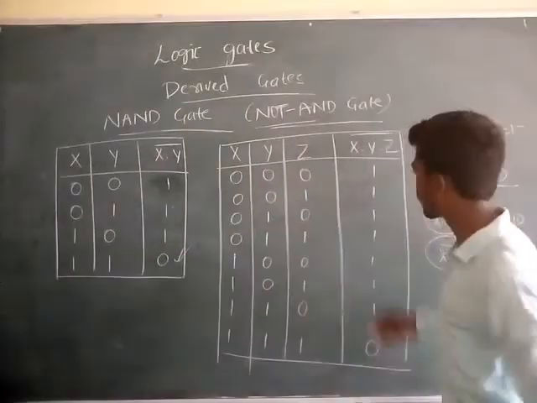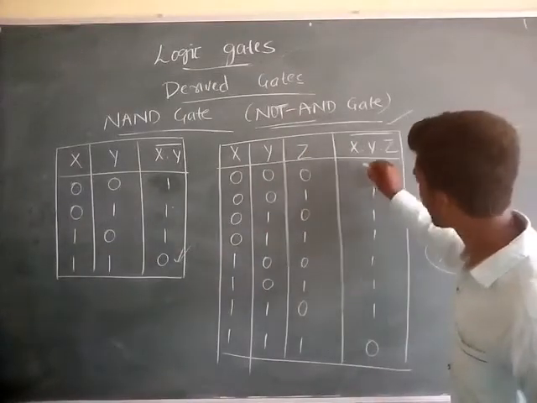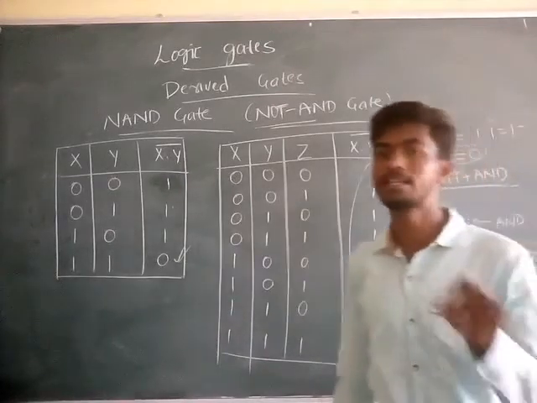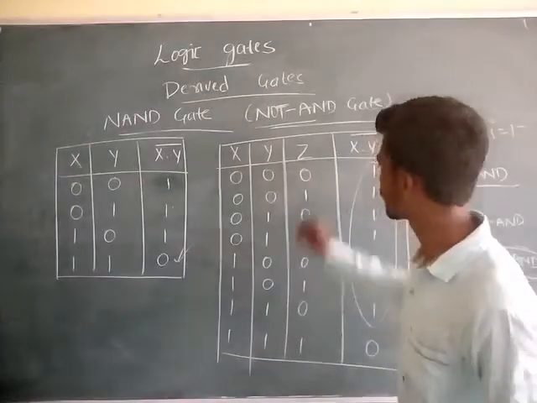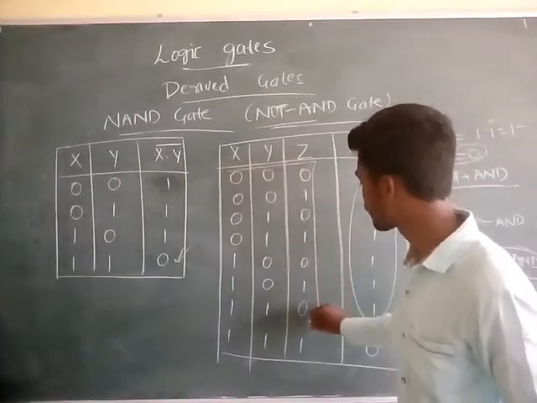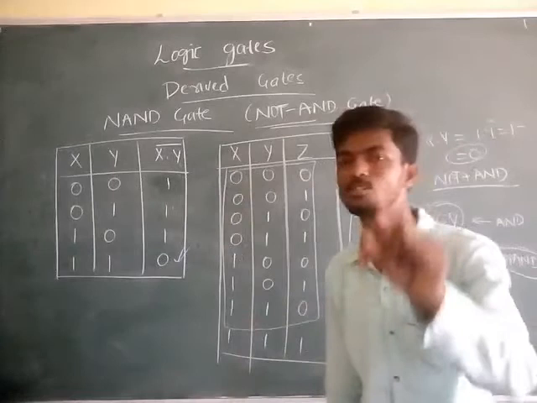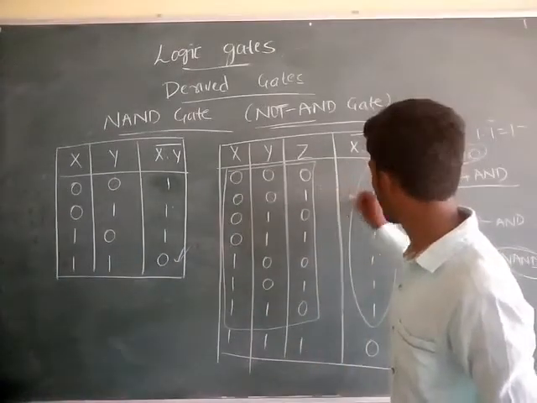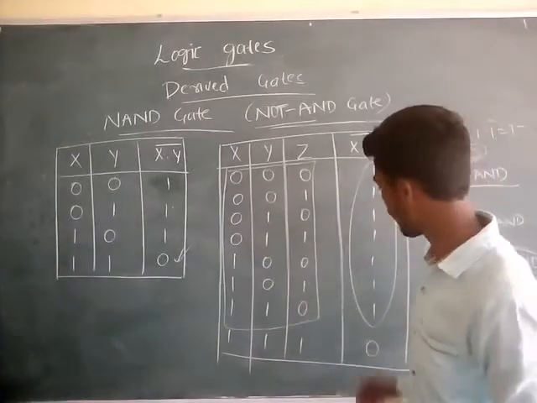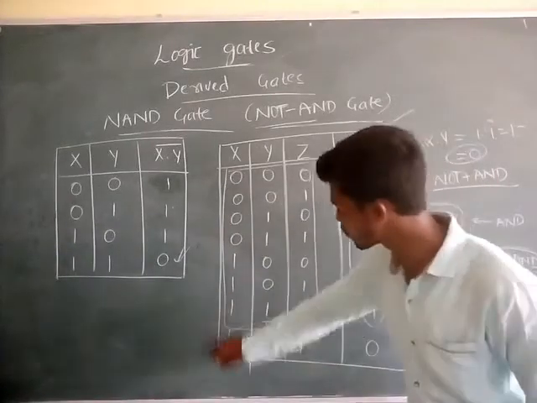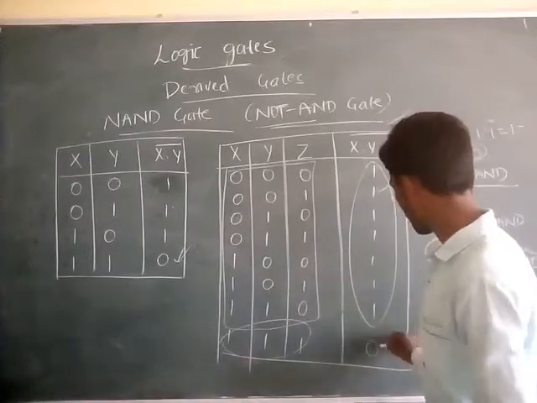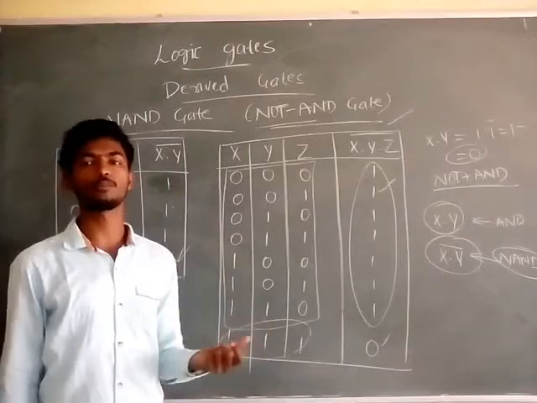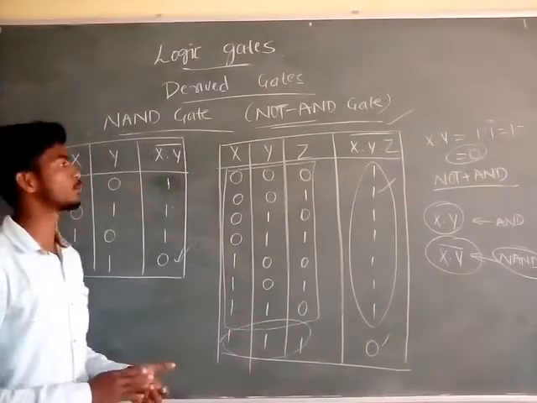Likewise for 3 inputs also, all the results are 1 when you have at least one low input in the table combination. If you have at least one low input, the output will be high. When all the inputs are high, the output will be low. This is the truth table for the 2-input combination and for the 3-input combination.